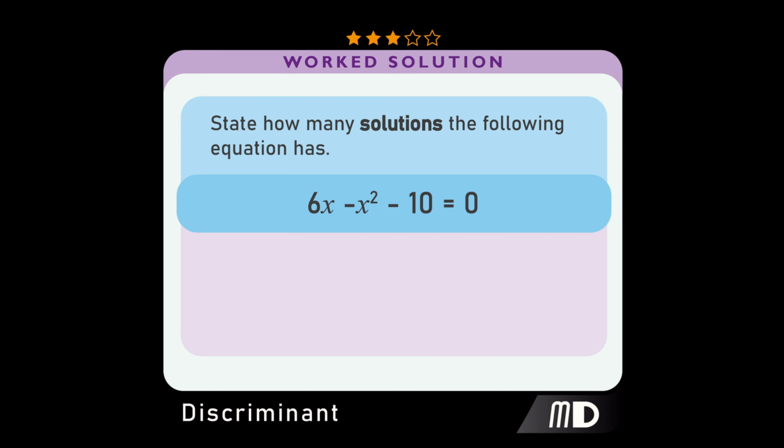Now, in this video, we're going to answer the following question. State how many solutions the following equation has. And we've been given the equation 6x minus x squared minus 10 equal to 0.